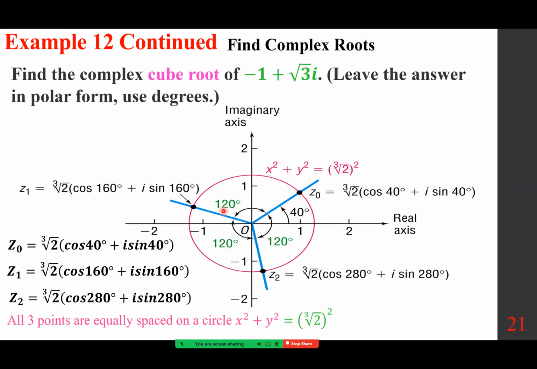Then make a 120 degree angle, z sub 1, cube root of 2 cosine of 160 plus i sine of 160. Then make a 280 angle. In other words, between any two of them is 120. So z sub 2 is cube root of 2 cosine of 280 plus i sine of 280.